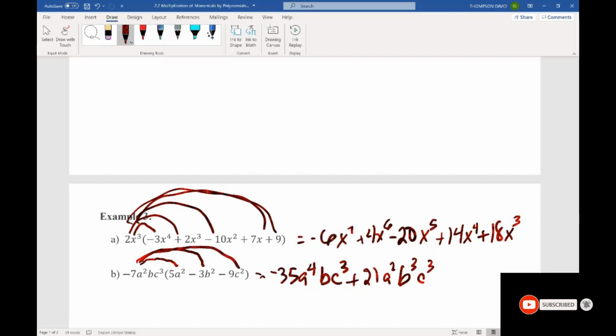-7a squared bc cubed times -9c squared. So first a negative times a negative is going to be a positive. 7 times 9 is going to be 63. The a squared is by itself, so we'll write it. The b term is not being used, so we're just going to write it. And then c cubed times c squared, 3 plus 2 is going to be 5, so c to the 5th, and we are done.